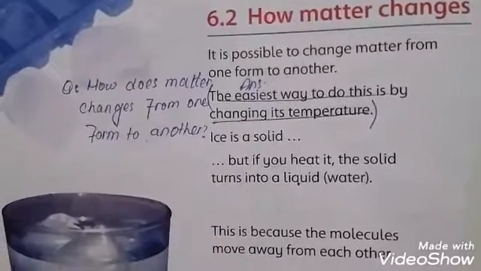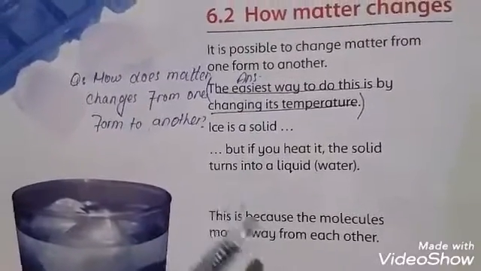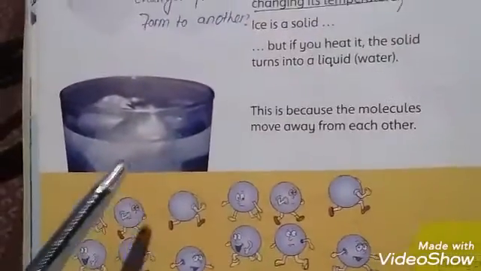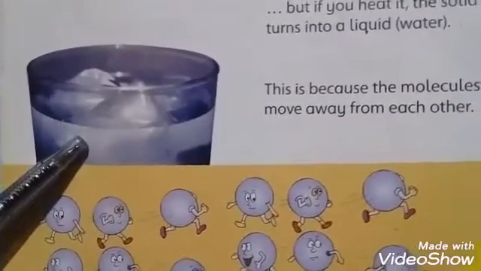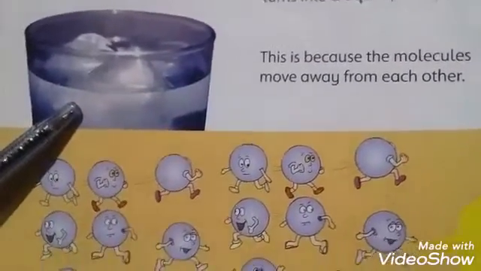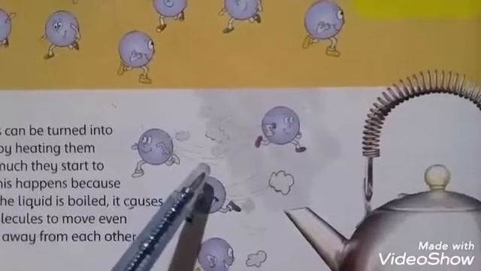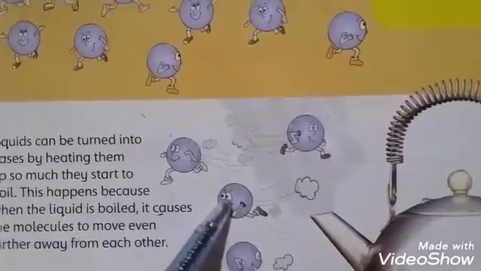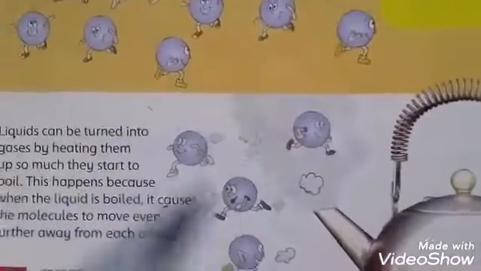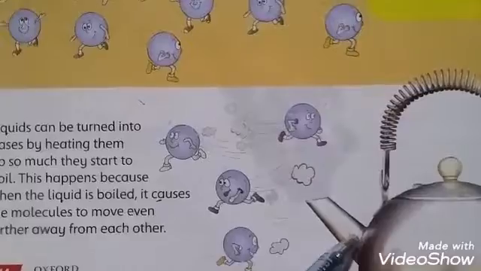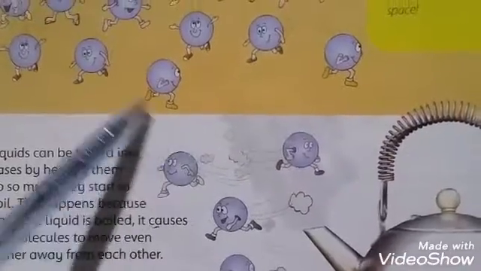For example, ice is a solid, and when you heat it, it converts into a liquid form. And this liquid can also convert into a gas form when you heat the water. This happens because when the liquid is boiled, it causes the molecules to move. Here you can see liquid is boiling and molecules move freely from this kettle, moving further away from each other.